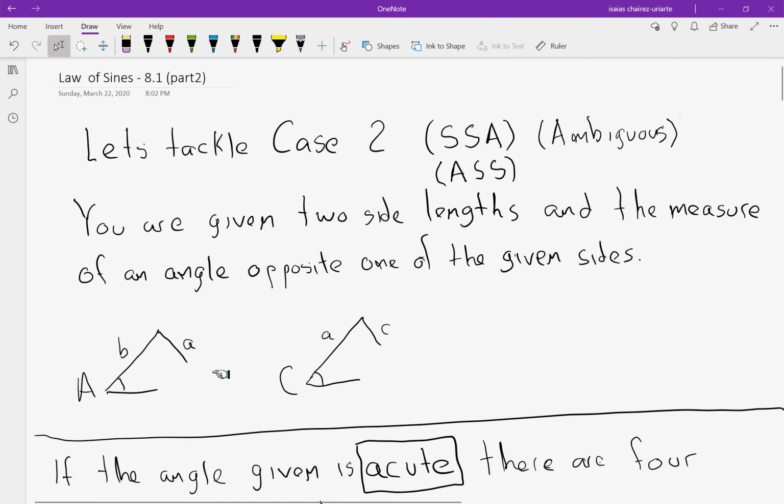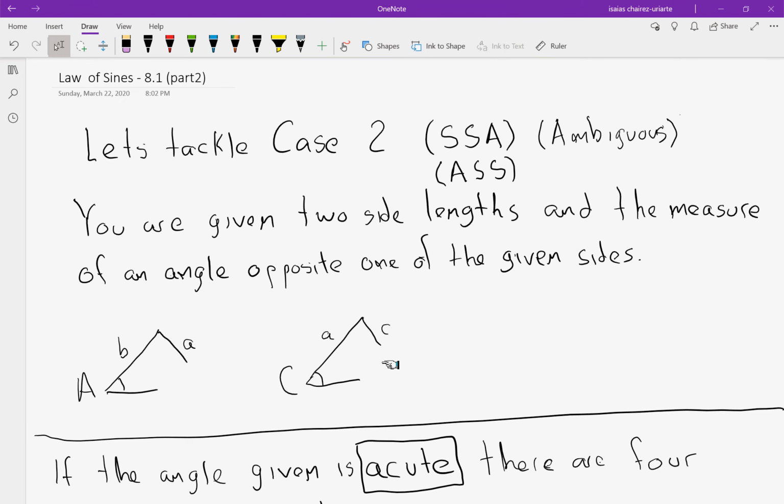So you have little pictures that might look like this. You're given this side length B, side length A, and you're given the angle opposite side length A, so angle A, or something like this. Remember that right now I'm not drawing the complete triangle because for all we know, such a triangle does not exist.